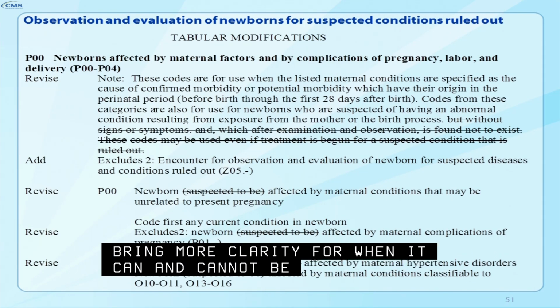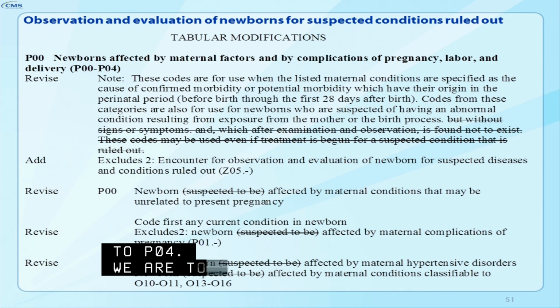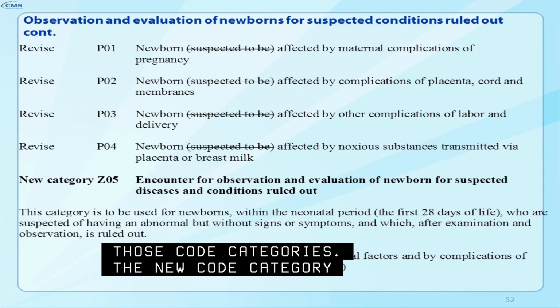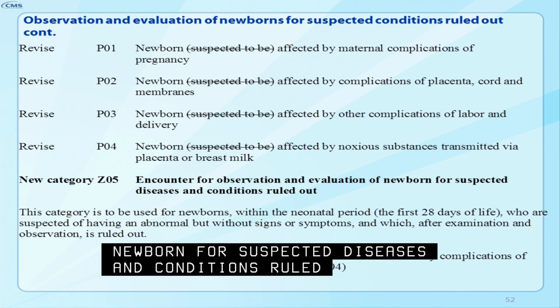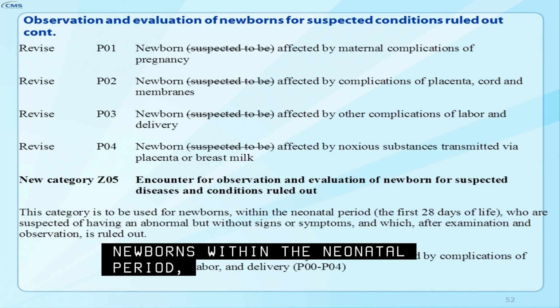We're going to do this for each of the code categories at P01, P02, P03, and P04. The new code category is Z05, encounter for observation and evaluation of newborn for suspected diseases and conditions ruled out. This category is to be used for newborns within the neonatal period, the first 28 days of life, who are suspected of having an abnormal condition.